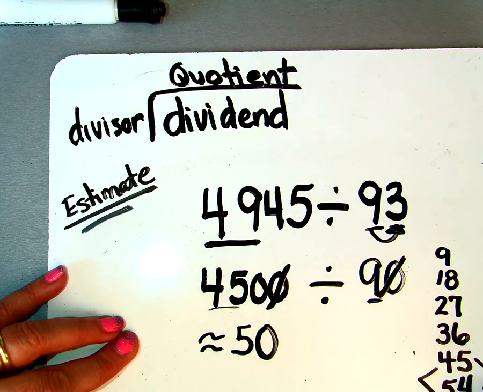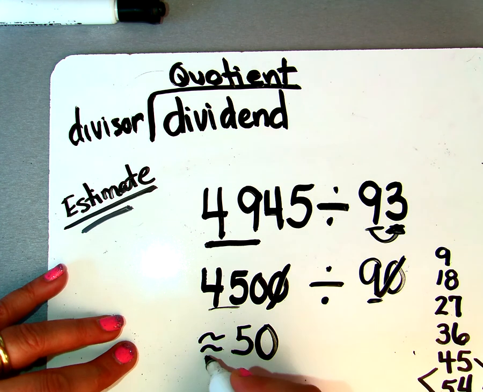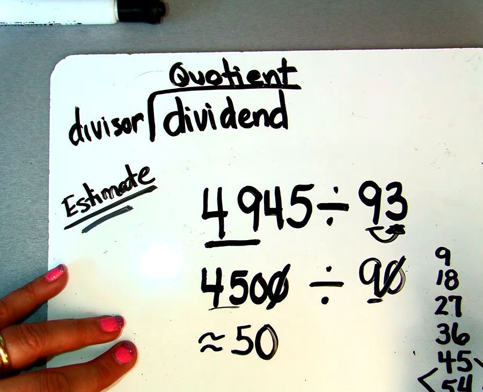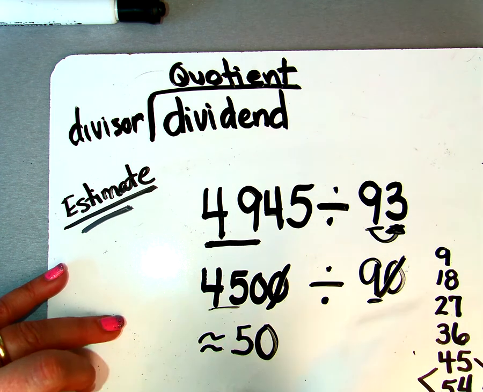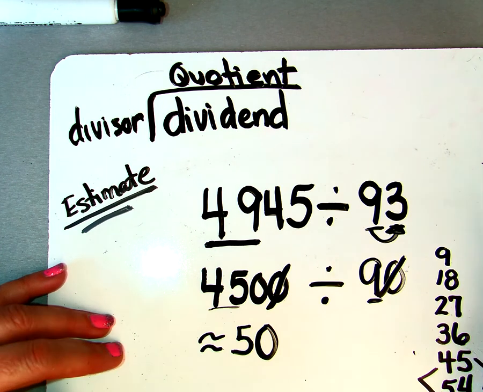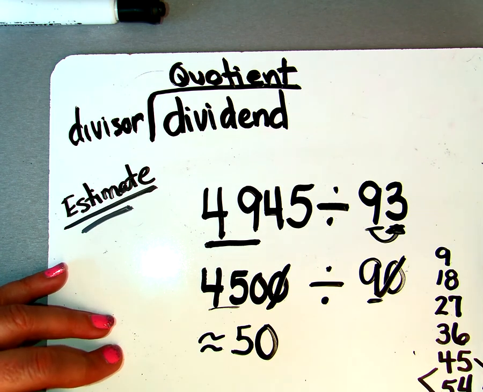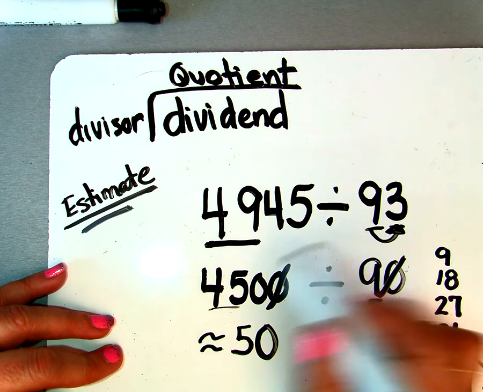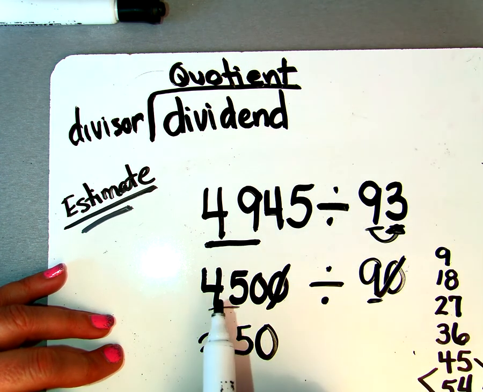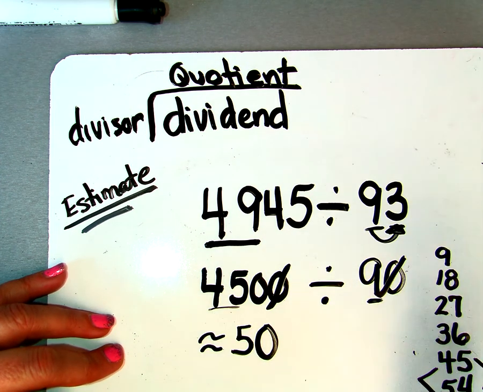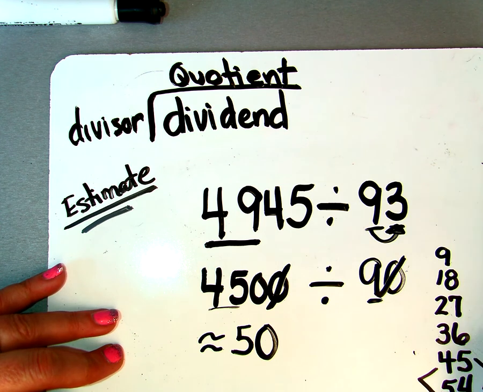My answer is going to be about 50. That's an estimate. That means about. That's not an exact answer. How did I do it? I found multiples. I was calling them compatible numbers because I kind of like to say that. It's like peanut butter and jelly, like who goes with me, who's related to me, a 45, a 9, who's related to them. You can do it that way, or you can do it by listing your multiples out.